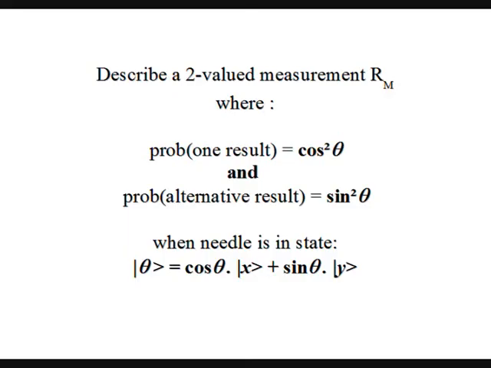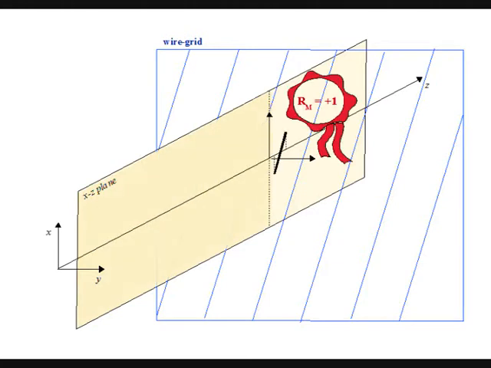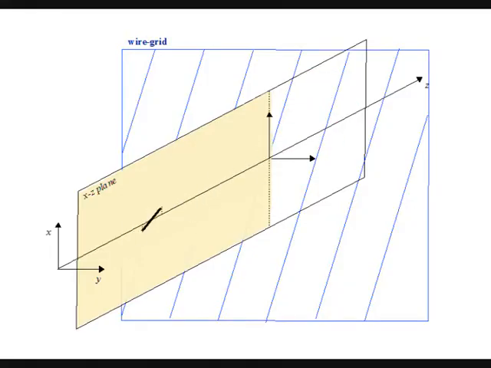The next step is to describe a two-valued measurement Rm, where one value is obtained with probability cosine squared theta, and the alternative value with probability sine squared theta, if the needle is in state ket theta. Let us use a wire grid whose wires are spaced by the length of the needle and put it on the path of the needles perpendicularly to the propagation direction. Let us then define the result Rm is plus 1 if the needle passes through the grid without touching any wire. Then it wins the points. If the needle touches a wire, it loses 1 point. The result of the measurement will be Rm is minus 1.